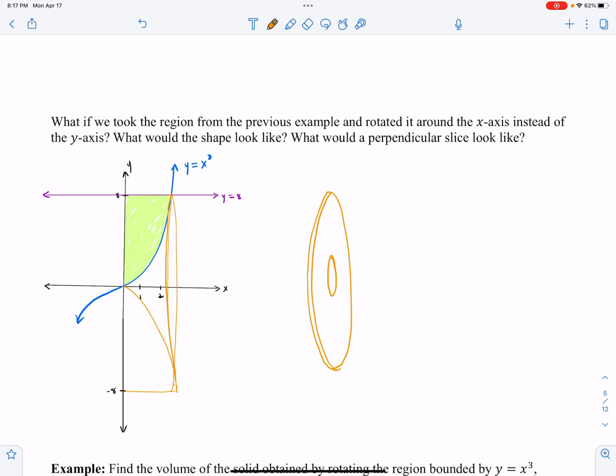Okay, so we call this type of cross section that looks like a disc with a hole in it a washer. Maybe you know what a washer is, right? Like, I think you usually put it before you put a screw in, like against wood.